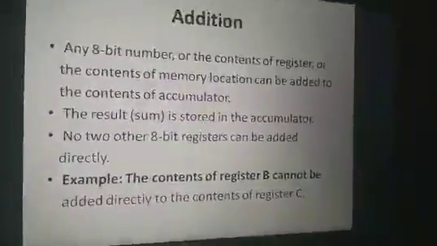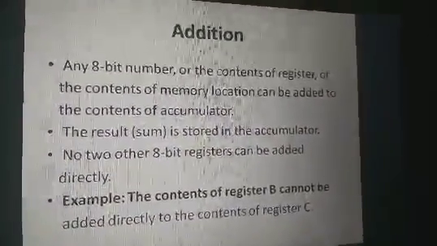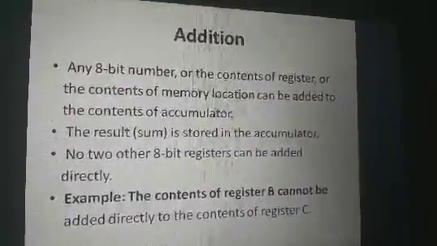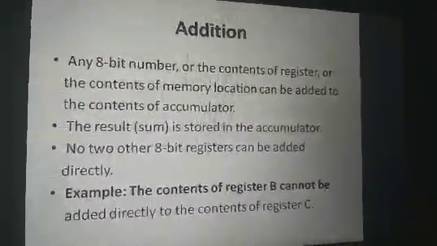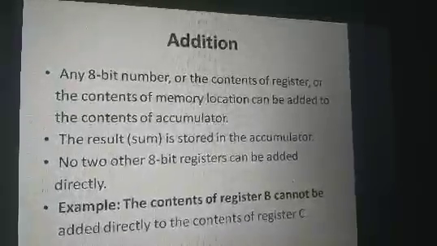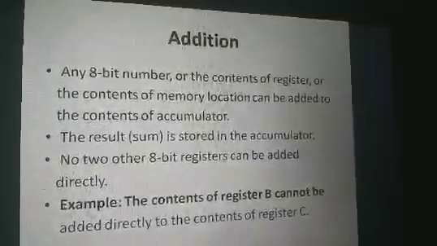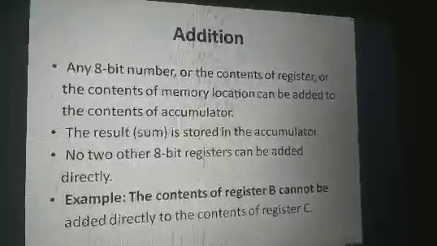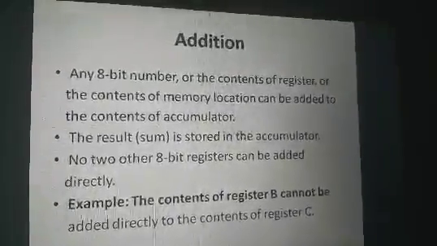Now, it's a very simple instruction. Addition means to add something, right? To add some numbers. But in microprocessor, there are two types of numbers. One is 8-bit number and one is 16-bit number. So we will first add either two 8-bit numbers or two 16-bit numbers.